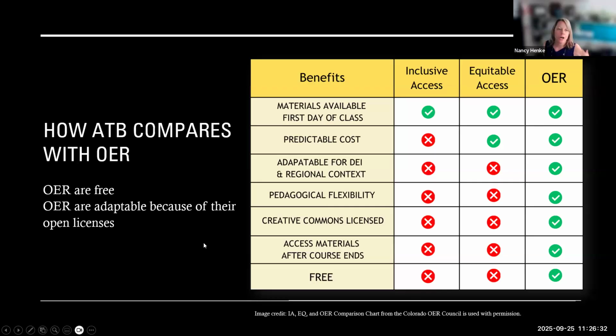And also OER, because of their open licenses, are adaptable, right? So there's a lot of differences between them. In some ways, this is really a commercial response to high textbook costs that sometimes people collapse in with some of these other initials, IA, EA, ZTC, but they're actually different, right? They're not part of the ZTC because they have textbook costs.